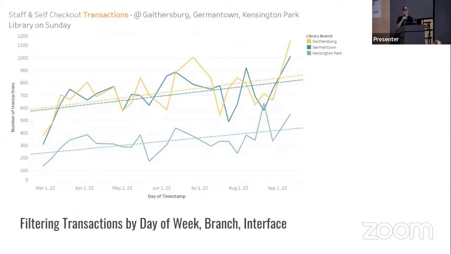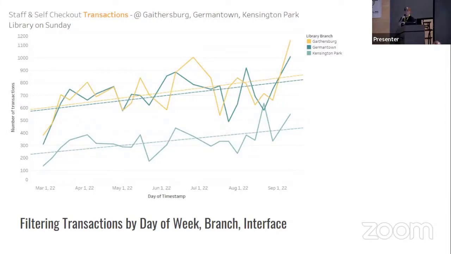This particular chart is looking at the trends. The dotted line is the trend line for each library, these 3 libraries, on a Sunday since we started Sunday hours. So here it's saying for staff and self-checkouts that the trend is increasing, maybe not at a super exponential rate, but it is increasing. And it makes sense. Customers are using the library on Sundays.